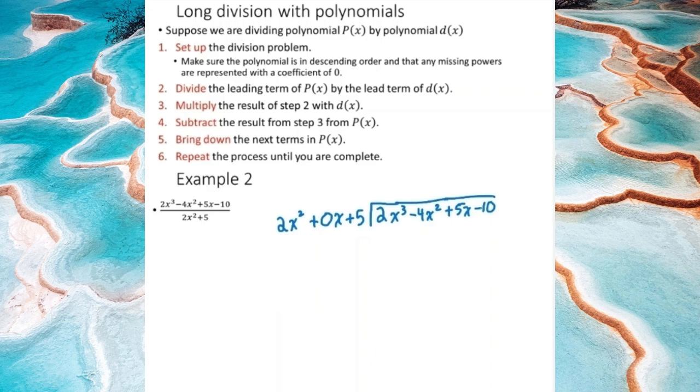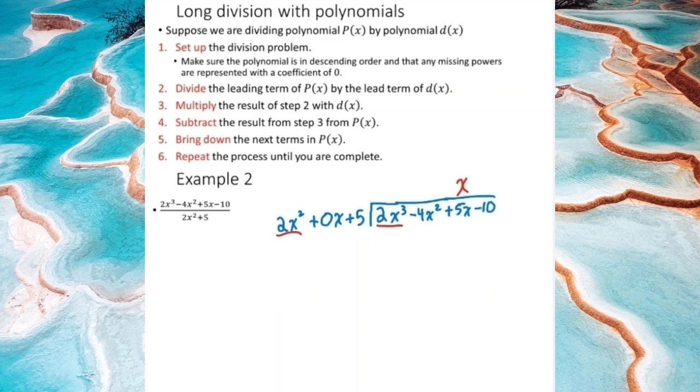Next, we're going to go to the dividing step, where we divide the leading term of our p of x by our leading term of d of x. This quotient we're going to put above the division symbol. 2x cubed divided by 2x squared would be x. In order to keep my work organized, since x is a first degree term, I'm going to put it above the first degree term of our p of x.